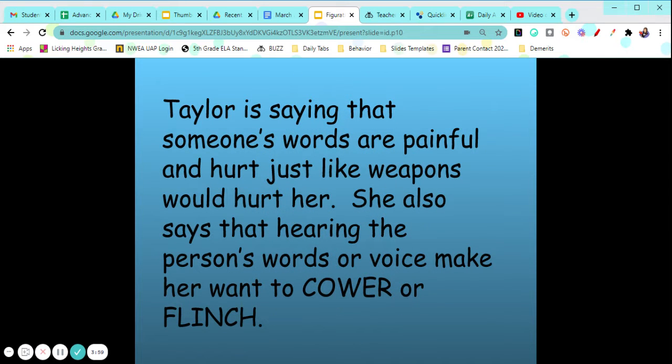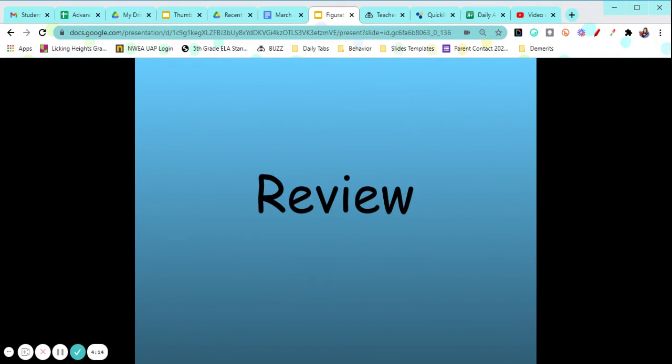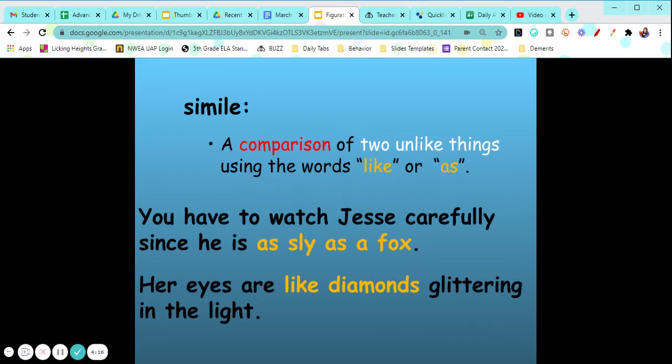Aren't you glad I didn't sing that? I bet you are. Taylor is trying to say that someone's words are painful and they hurt like the weapons that would hurt her. Okay, so she's using that as a simile. She's also saying that hearing the person's word or voice makes her want to cower or flinch and kind of hide from them. Okay? All right.